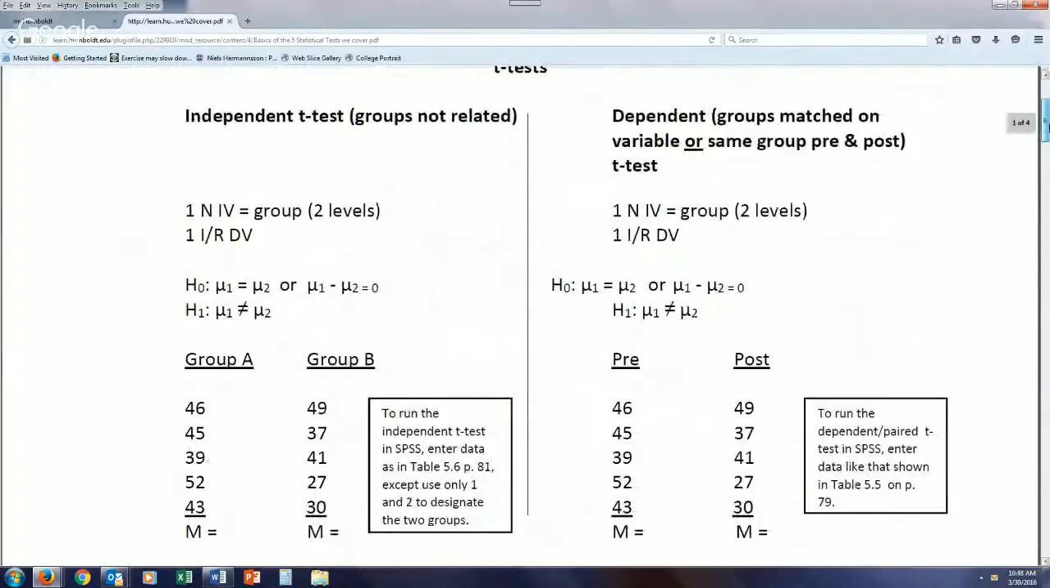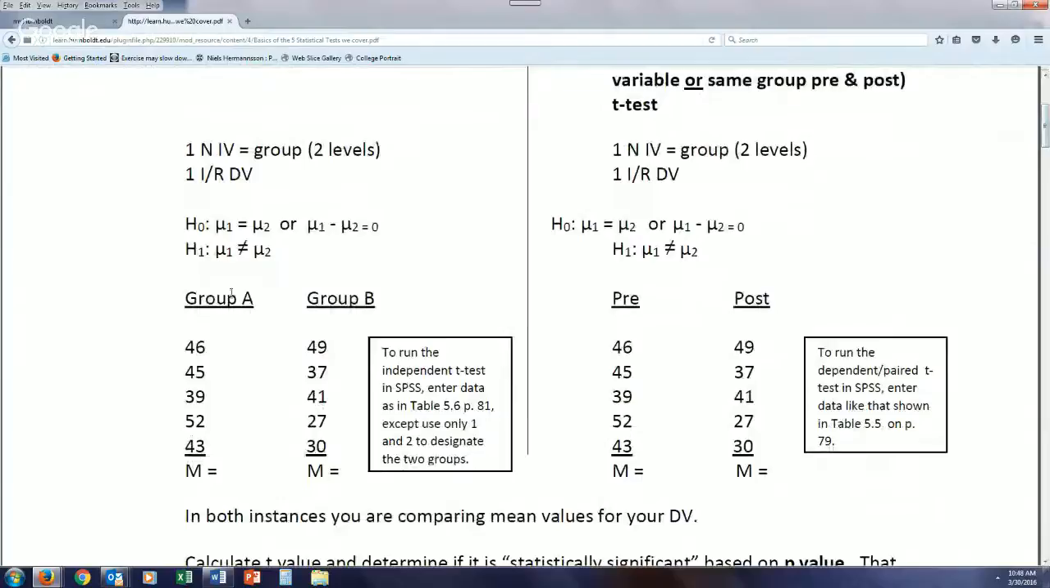T-test: independent groups t-tests, the groups are not related. Dependent groups t-tests, the groups are matched on a variable or essentially are the same group pre and post. And with regard to these comparisons, you are saying, I've got a group here and I've got a group here. And if you follow my cursor, we're going to look at the mean in this group and the mean in this group and see if there are any significant differences.